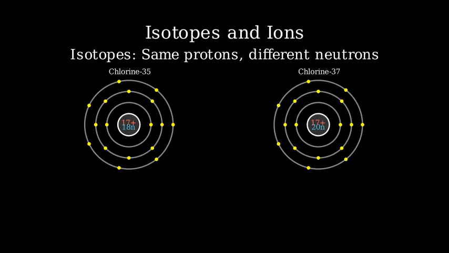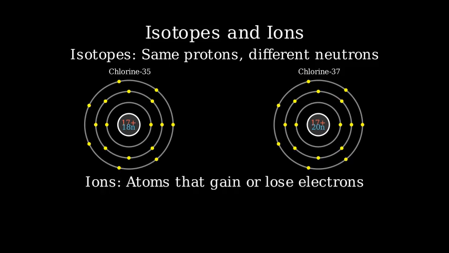Now let's understand what ions are. An ion is formed when an atom gains or loses electrons, resulting in a net electrical charge. For example, when a chlorine atom gains an electron, it becomes a chloride ion with a negative charge.